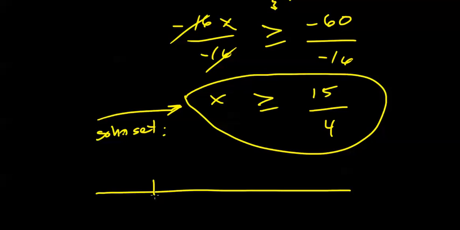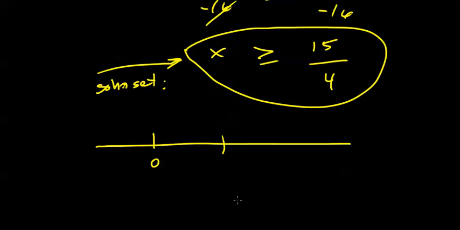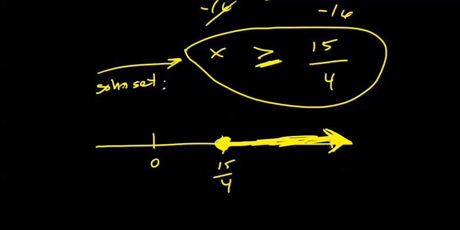And I can get a graph very easily. Well, 15/4, of course, is a positive number, somewhere in the neighborhood of 4. So I'll just denote my boundary value of 15/4 somewhere right of 0 on the number line. Equality is included in this inequality statement, meaning my boundary value is included. Closed set. And everything to the right, off to positive infinity, make a nice big fat arrow, is included in this solution set. So there's the solution set, and here's my solution set graph.